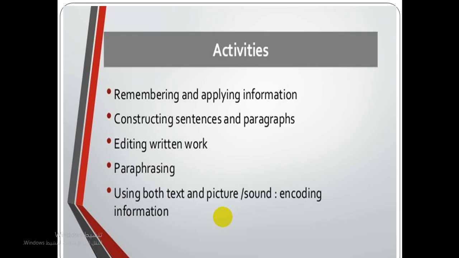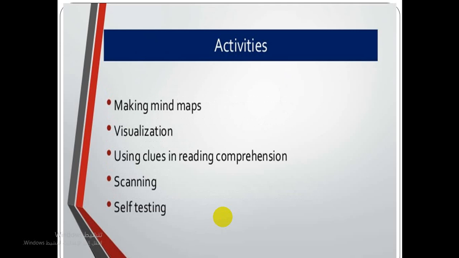What are the activities and techniques of the cognitive code approach? Here, you have some activities and techniques that teachers can use in their classroom while they are using the cognitive code approach, such as remembering and applying information, constructing sentences and paragraphs, editing written work, paraphrasing, using both text and picture, making mind maps, visualization, using clues in reading comprehension, scanning, and self-testing.